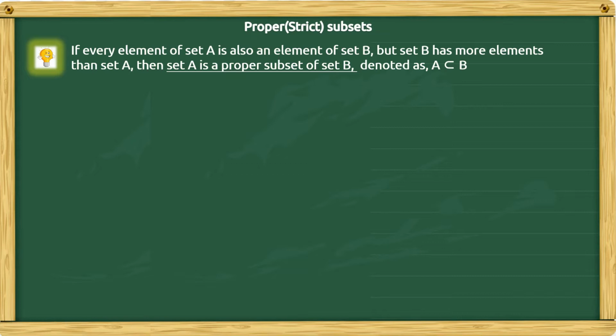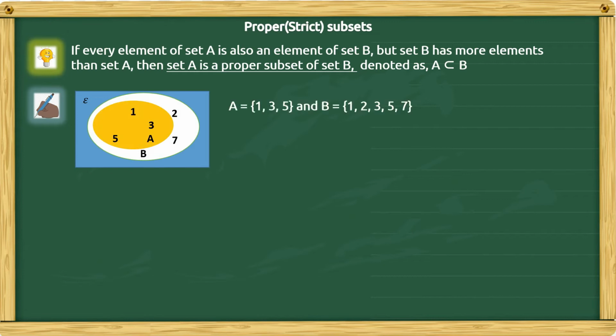You may also express a proper subset using a Venn diagram. Now look at this Venn diagram. You have set A and set B. Set A has elements 1, 3 and 5. Set B has elements 1, 2, 3, 5 and 7.